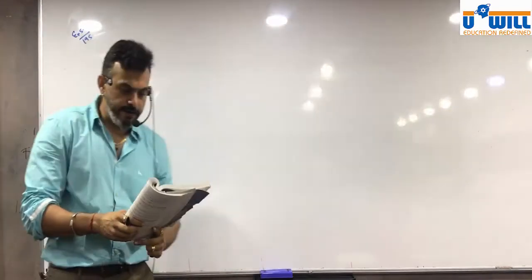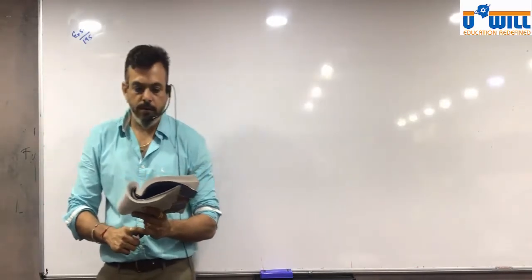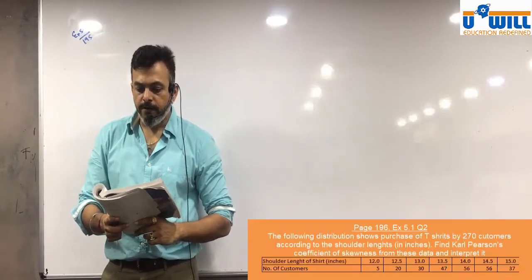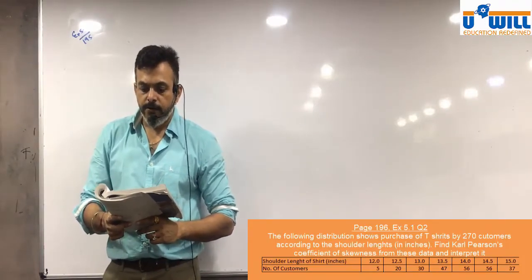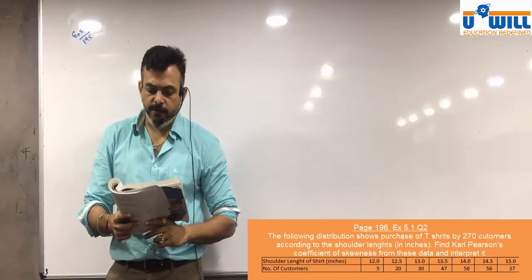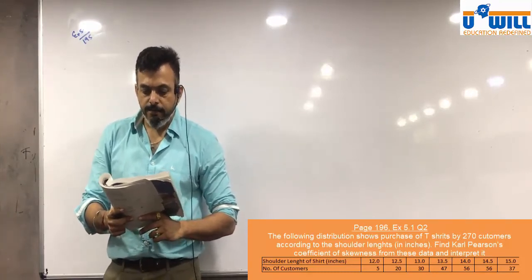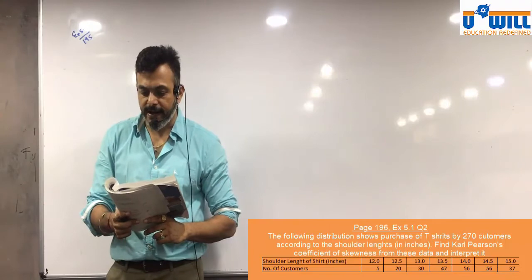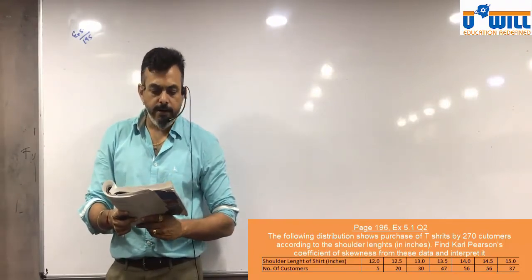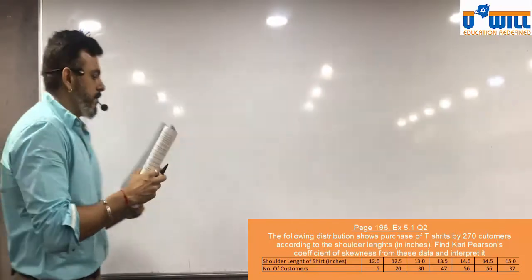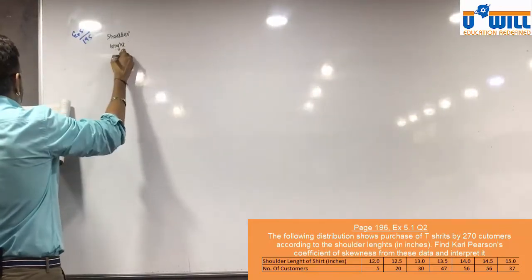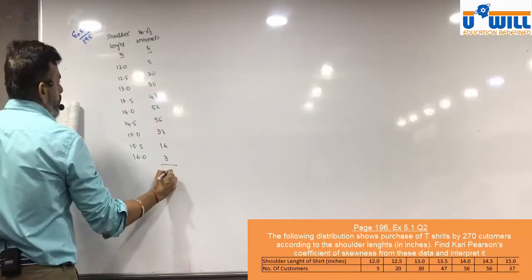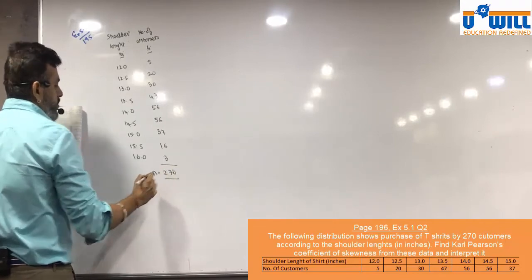Page number 196. Question number 2. The following distribution shows purchase of T-shirts by 270 customers according to the shoulder length in inches. Find Karl Pearson coefficient of skewness from these data and interpret it. Now let's write the question. Shoulder length xi. It's a discrete data. Number of customers. Total is 270. N is equal to 270.